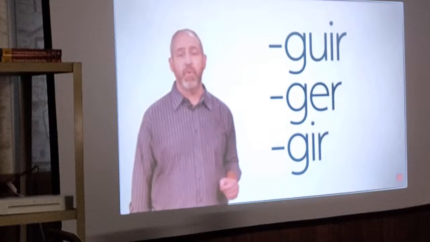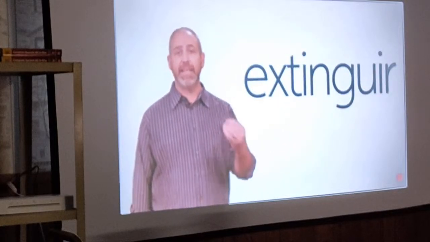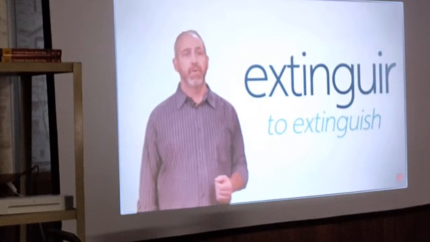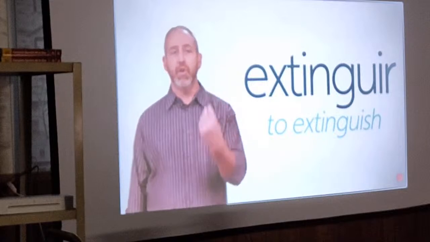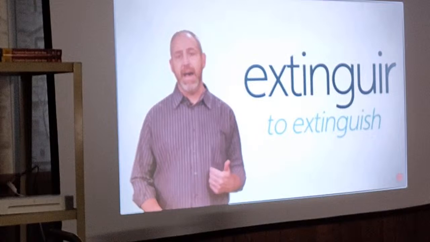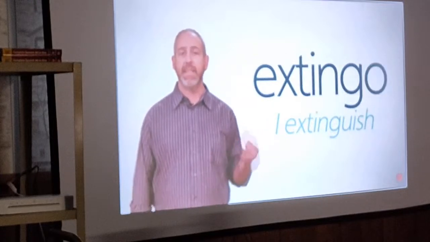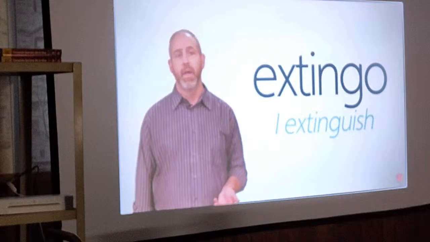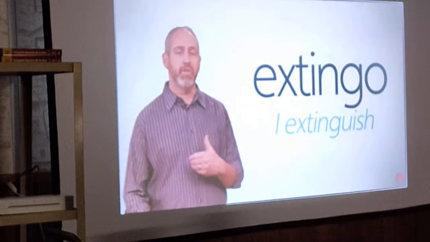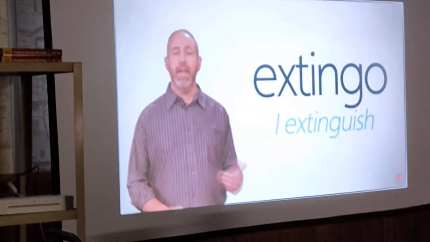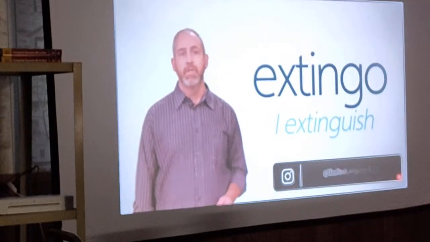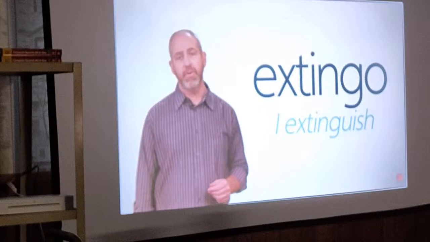Let's start with an example. Extinguir, to extinguish. Now, this ends in G-U-I-R. So when we use it in its yo form, we're actually going to take out that U and the I, and we're just going to have the O. Extingo. Okay? And other than that, we can pretty much conjugate it like we would any other verb, taking off the IR and then putting the ending on there. But that G is going to lose that U and the I.